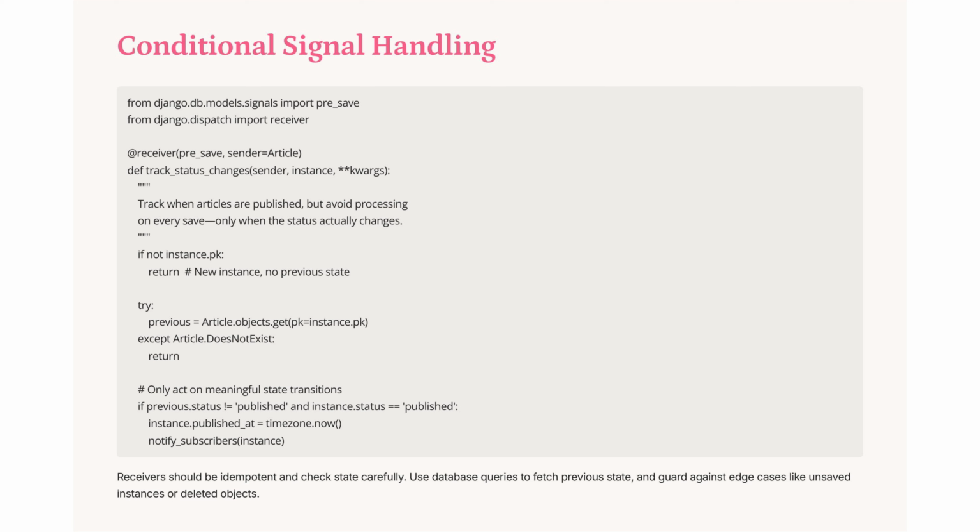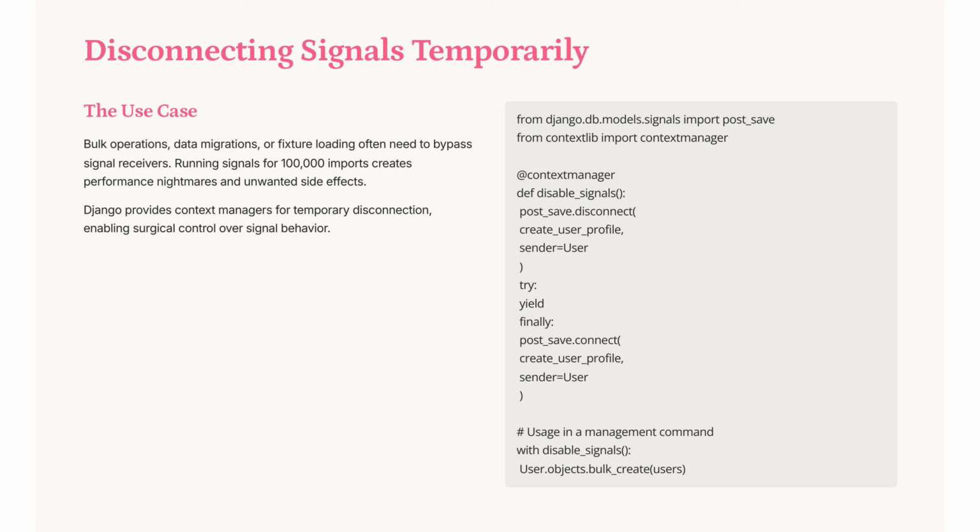Always ensure receivers are idempotent, checking states carefully and handling unsaved or deleted objects to avoid errors. Bulk operations like data migrations can suffer from performance issues due to signal receivers. Django allows temporary disconnection of signals, providing precise control. For instance, during bulk user creation, disconnecting the create_user_profile signal prevents unnecessary processing, enhancing efficiency. Reconnect signals post-operation to maintain normal functionality.